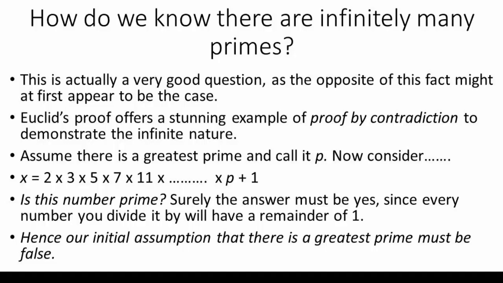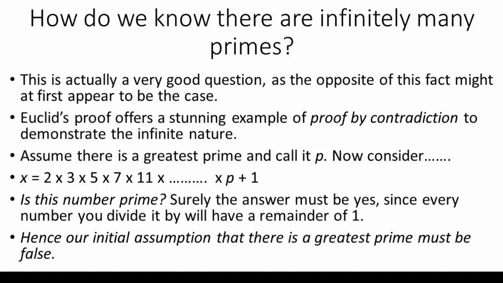Now, this is what Euclid did, and it is genius, it really is. He said, if there is a greatest prime number called p, let's consider the number x, where x is 2 times 3 times 5 times 7 times all the prime numbers just once, up to and including this number p, and then add 1 to it, and that is this number x. And then ask yourself, is this number prime? Well, surely this number must be prime, since every single number you try and divide into it will have a remainder of 1.